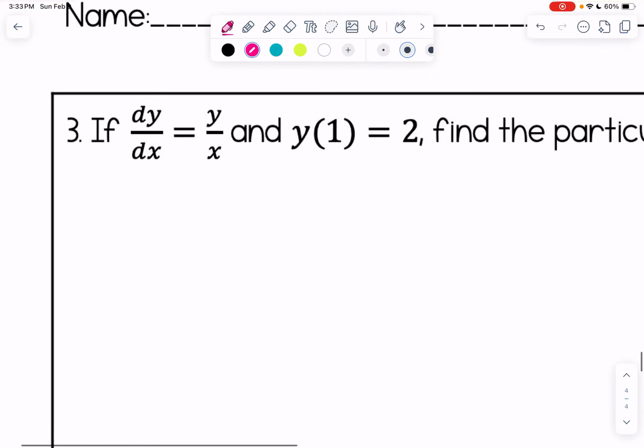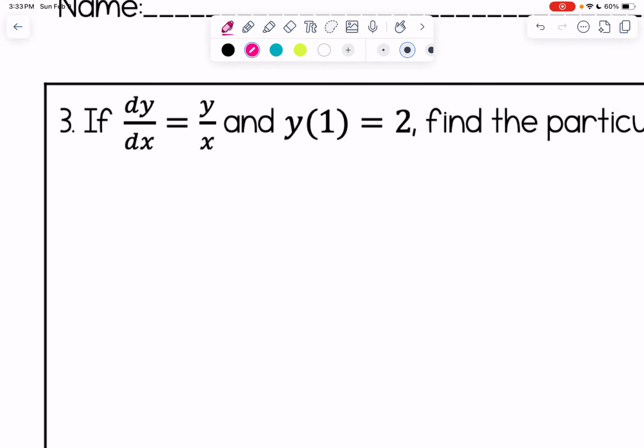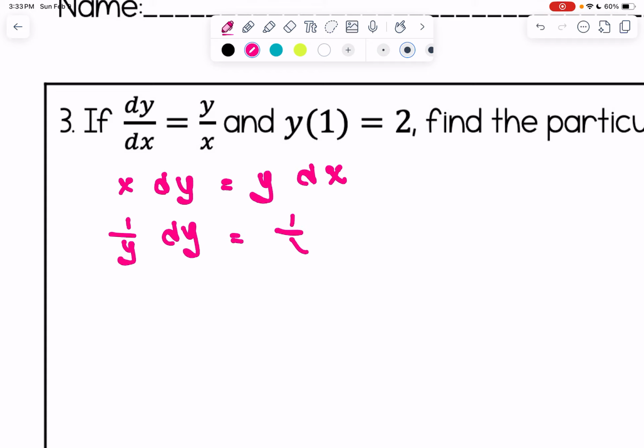All right, number 3. If dy/dx equals y over x and y of 1 equals 2, let's find the particular solution. All right, when I cross multiply here, I realize that the x's and the y's are on the wrong side. So I'm going to do a little bit of manipulation by dividing by y on both sides while also dividing by x on both sides. You could do that in 2 separate steps if you prefer.